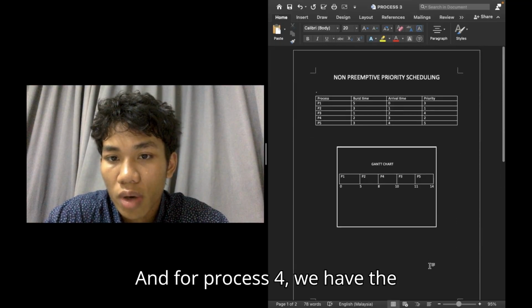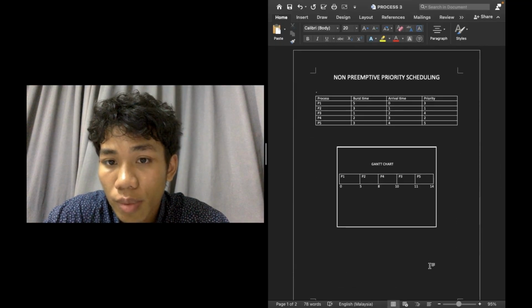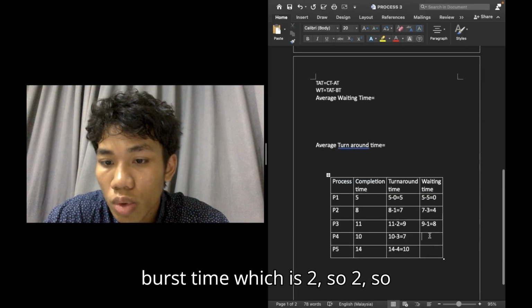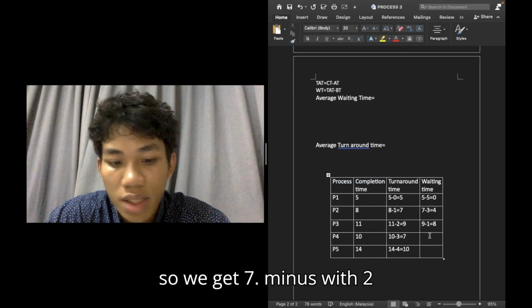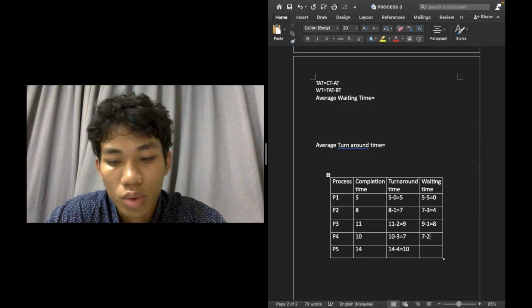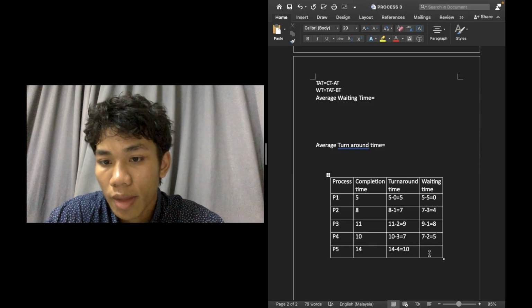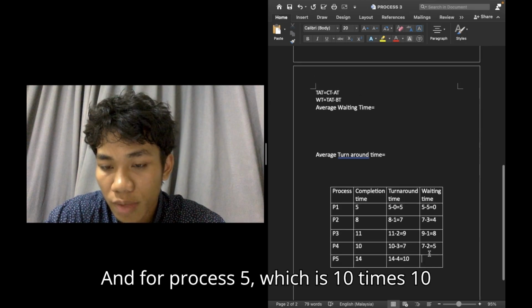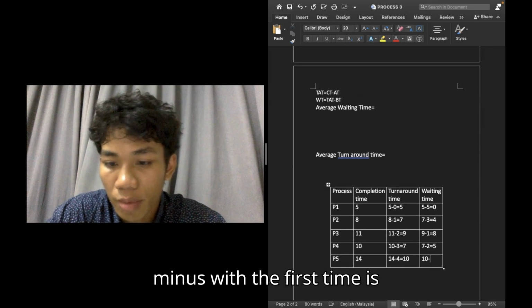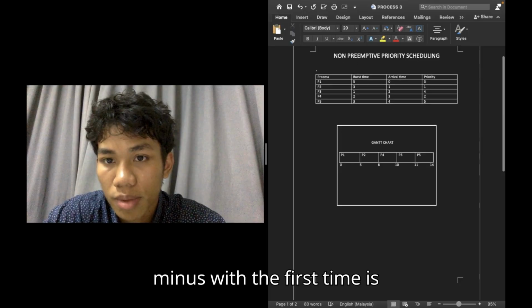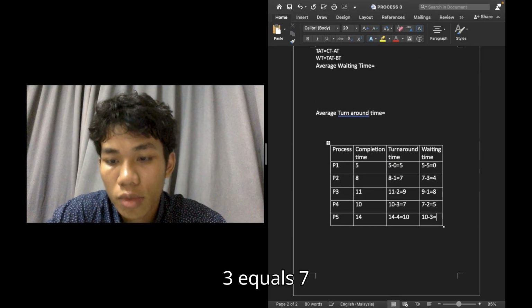And for process 4, we have the process 4 burst time, which is 2. So 7 minus 2 equals 5. Same. Then for process 5, the turnaround time is 10, we minus the burst time, which is 3, equals 7.